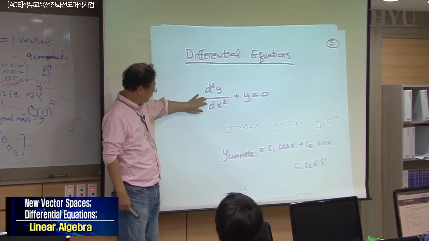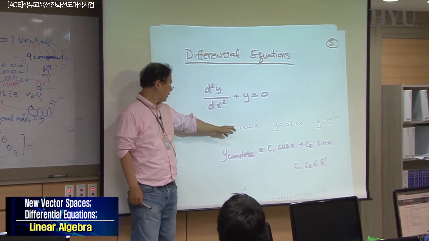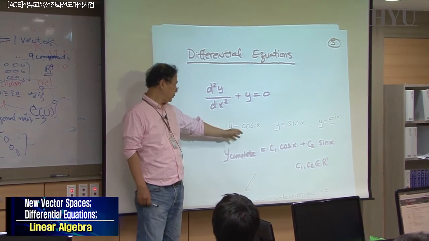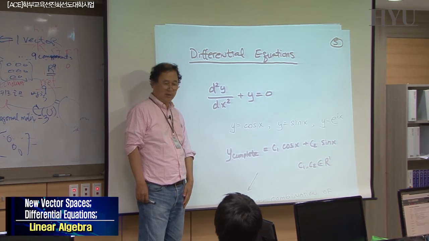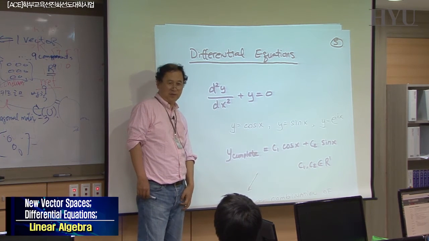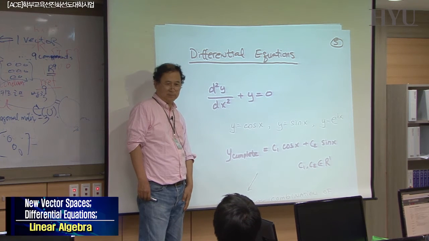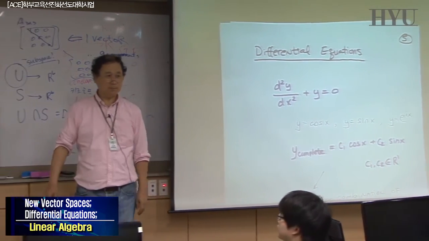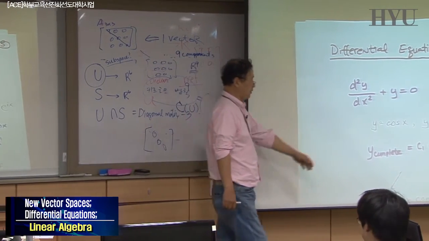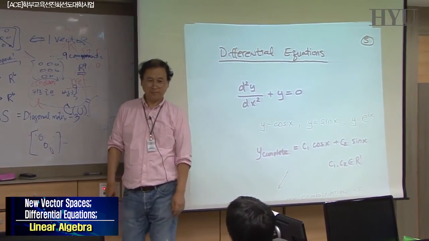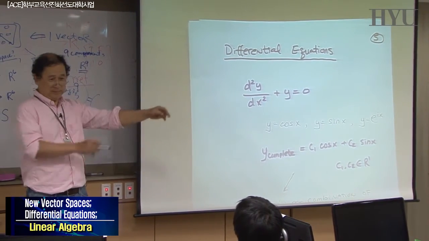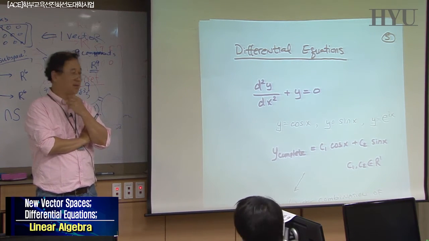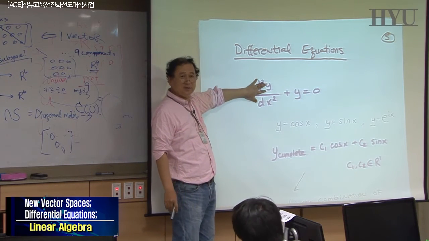When you solve this problem, do you know y equals cosine x? When you differentiate cosine x, what's the result? Minus sin x, right? Then when you differentiate twice, what's the result? Then is this a solution for this? How about sin x? Is sin x also a solution? 박한설, can you follow? Okay, at least we understand this one.